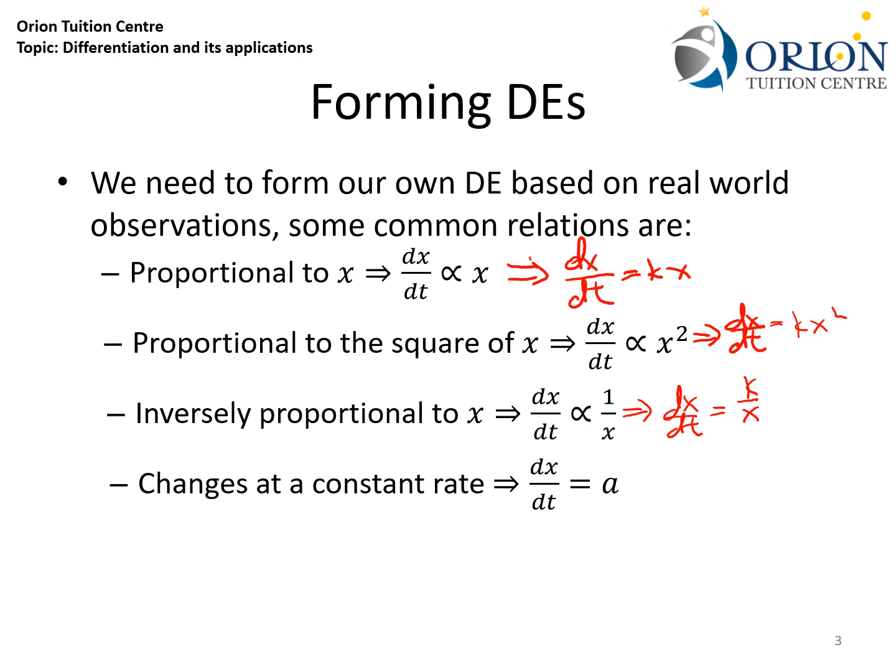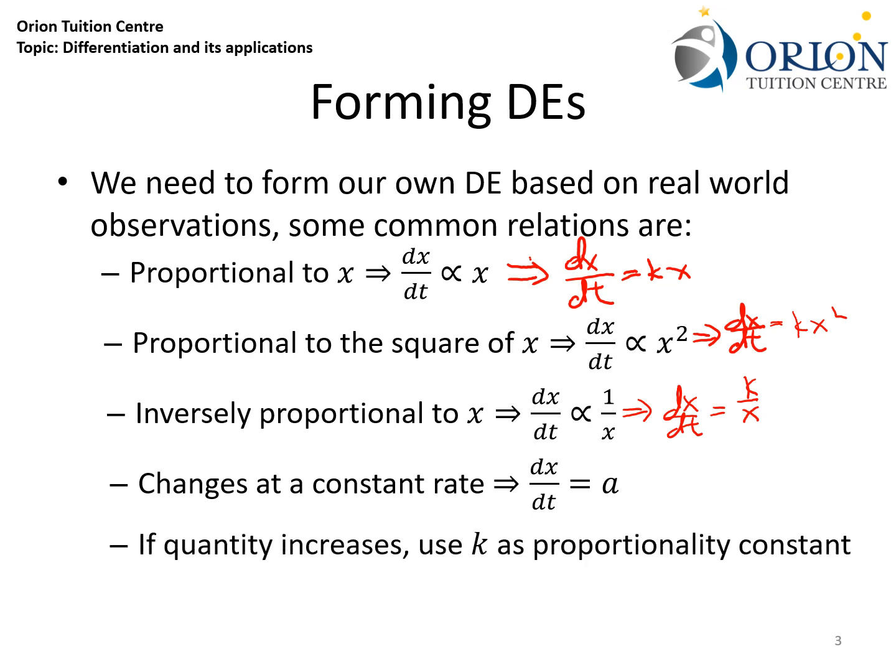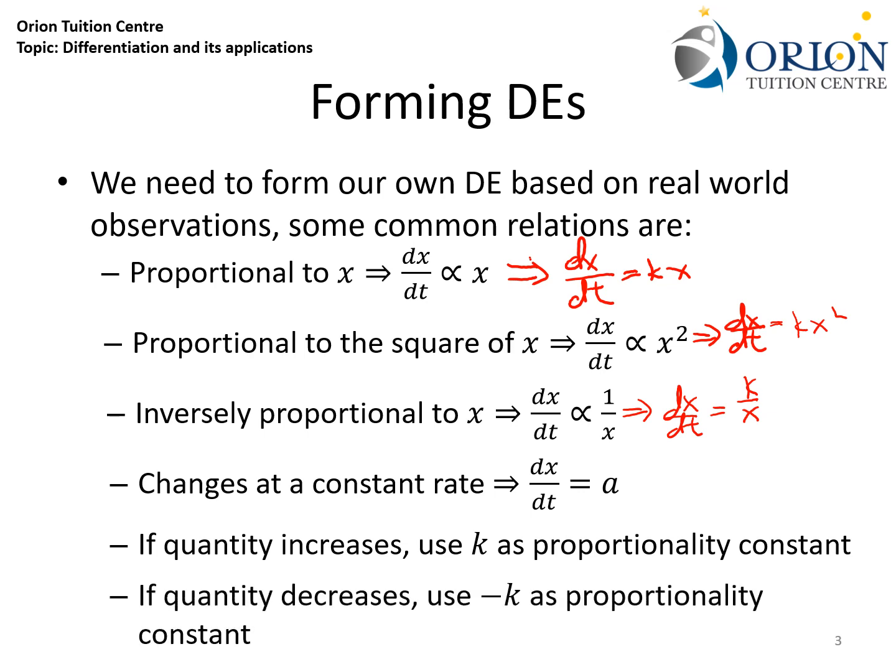However, one thing to note is that in DE, when we are assigning the proportionality constant, this proportionality constant k is always a positive number. And if we were to represent some changes which are decreasing, for example, death rate of a population, we will have to use negative k as the proportionality constant instead. So for example, we can say that dx over dt equals negative kx if we know that the quantity x is going to be decreasing.